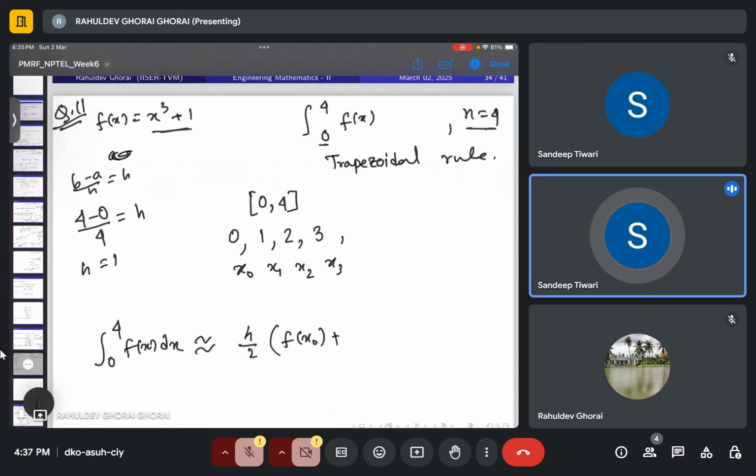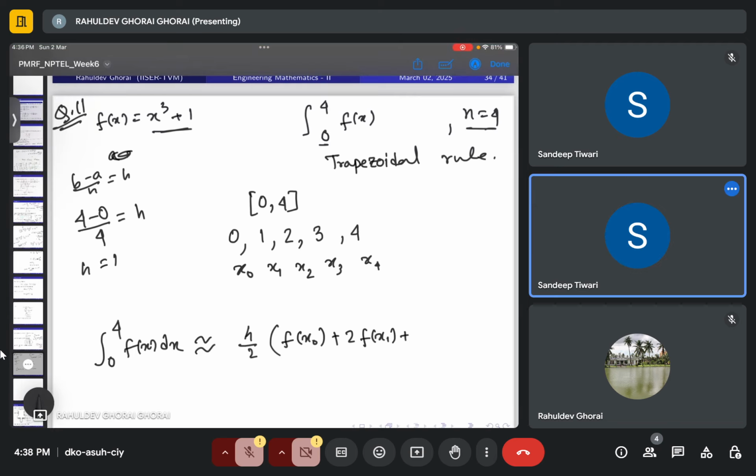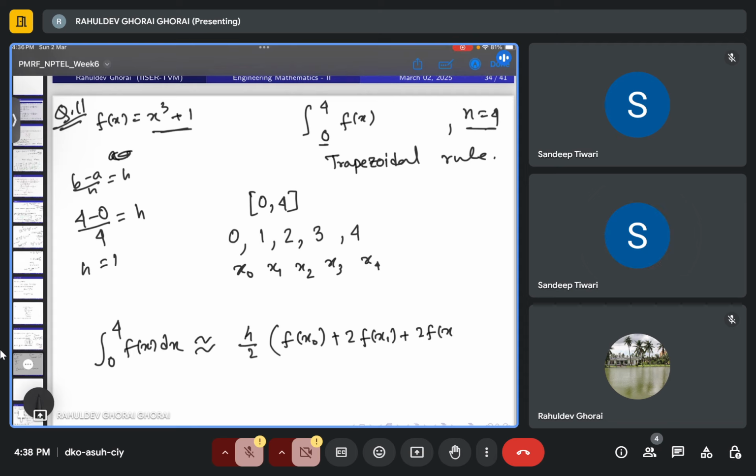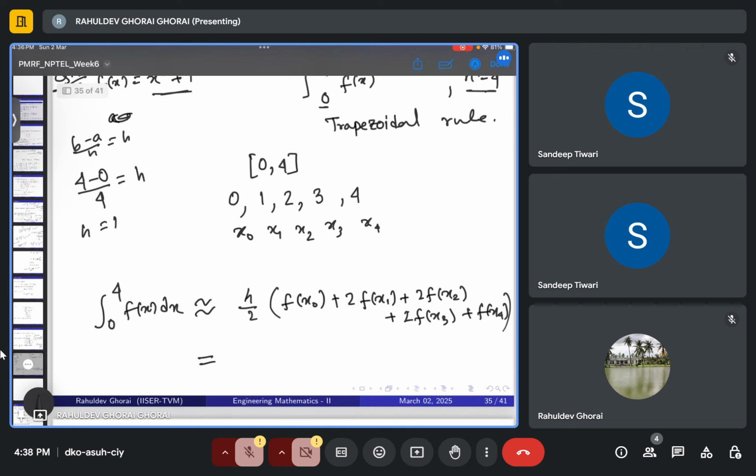2 f of x naught plus f of x1. So n equal to 4 means x1, x2, x3, x4. It will be h by 2, 3 by 2: f of x naught plus 2 f of x1 plus 2 f of x2 plus 2 f of x3 plus f of x4. Right. What will that be?